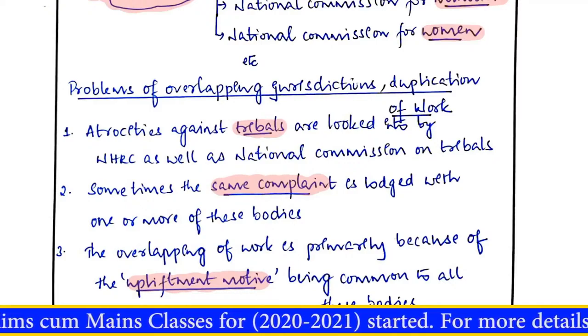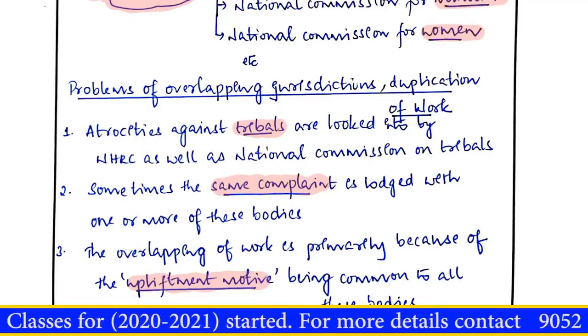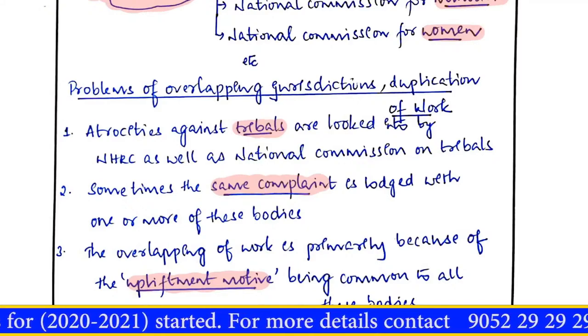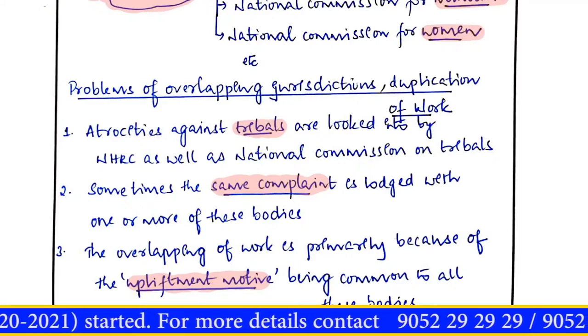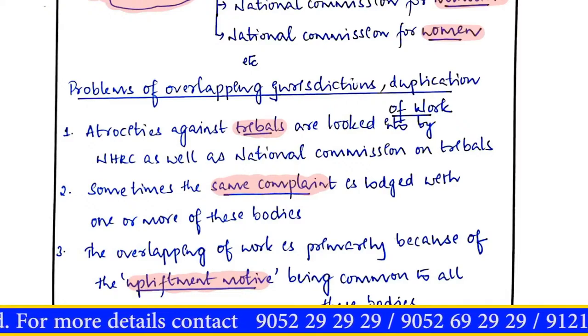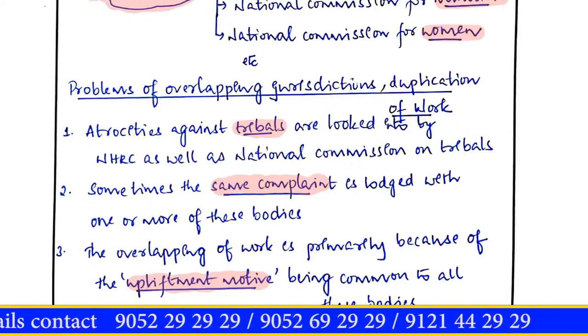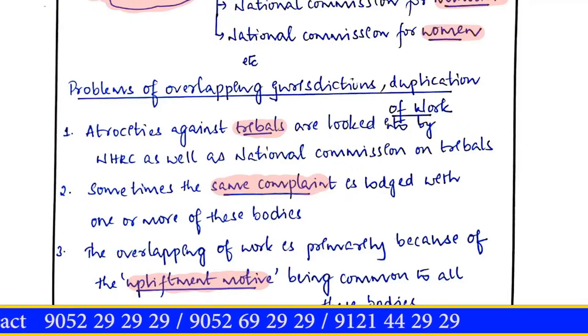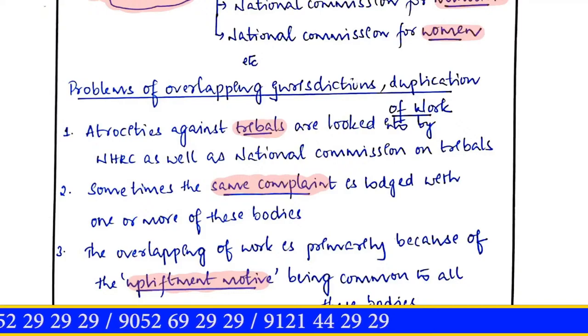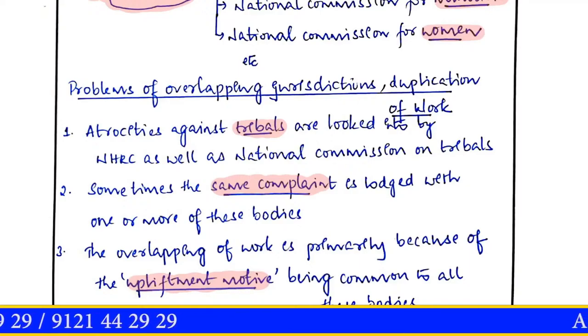And what happens often on the ground level, sometimes the same complaint is lodged with one or more of these bodies. Like for example, if there is an atrocity committed on a tribal person, this person goes and lodges a complaint in NCST and then he does it in the Human Rights Commission. And if this person is a woman, it is also getting lodged in the National Commission for Women, right? So there are several places on which the same complaint is being lodged and this is being processed.